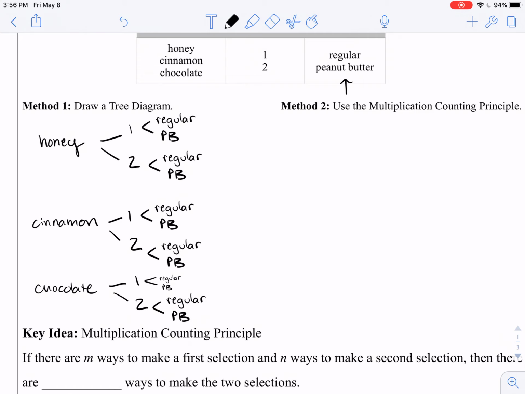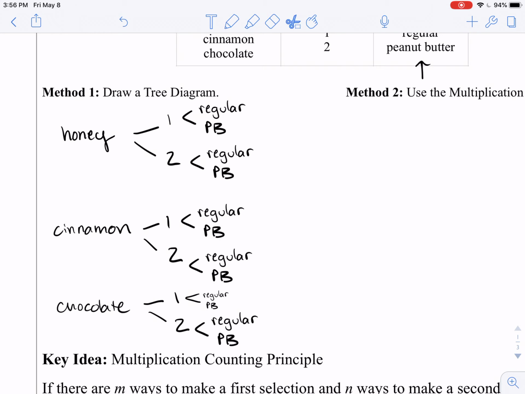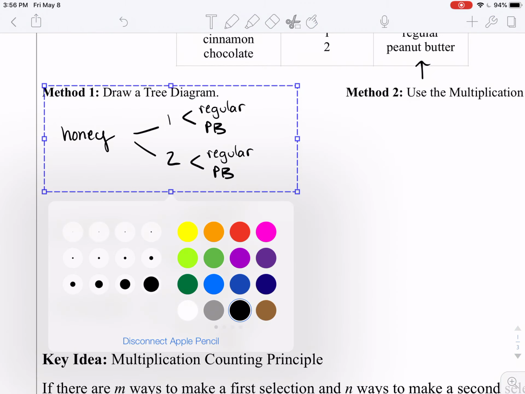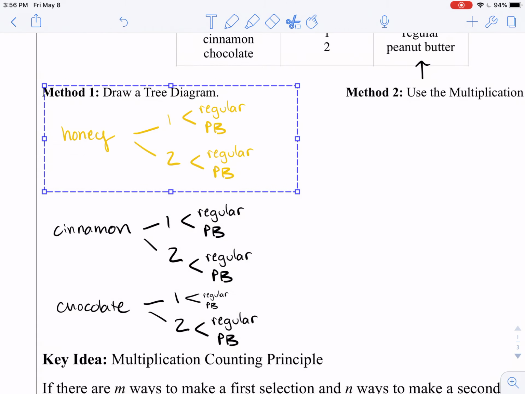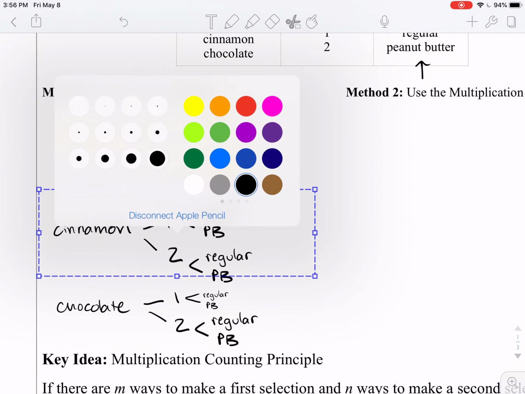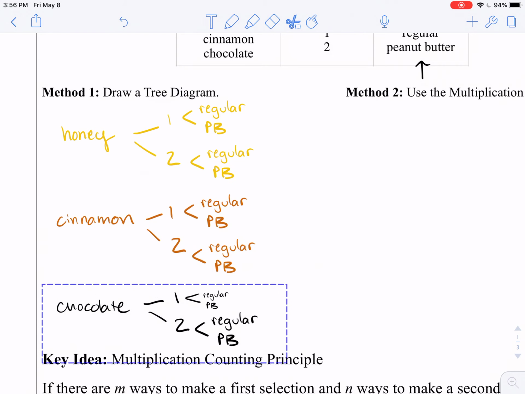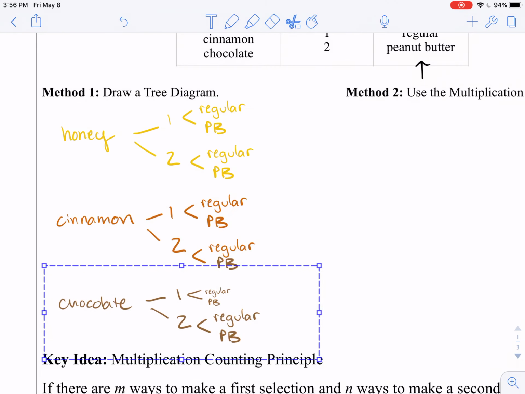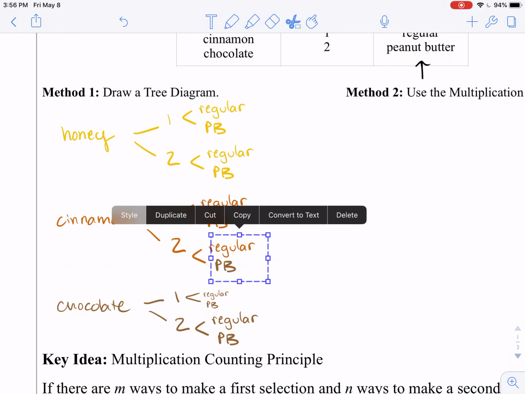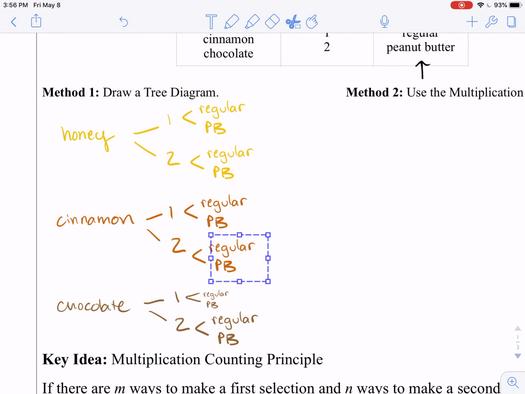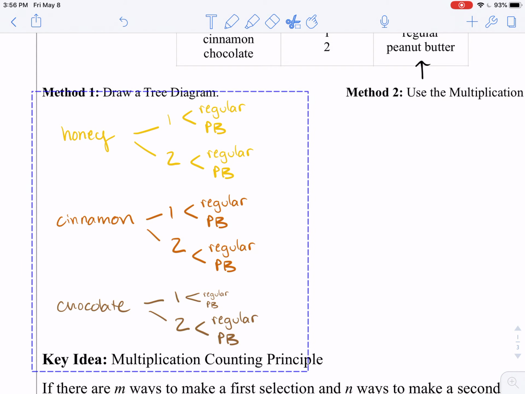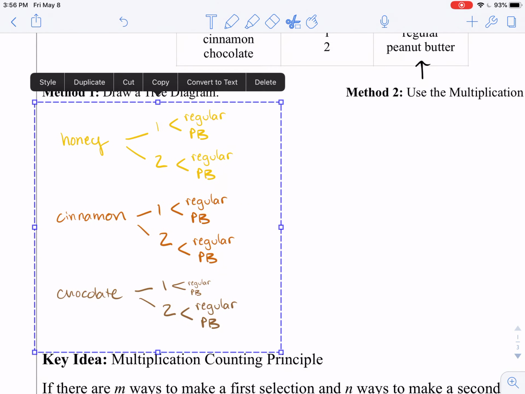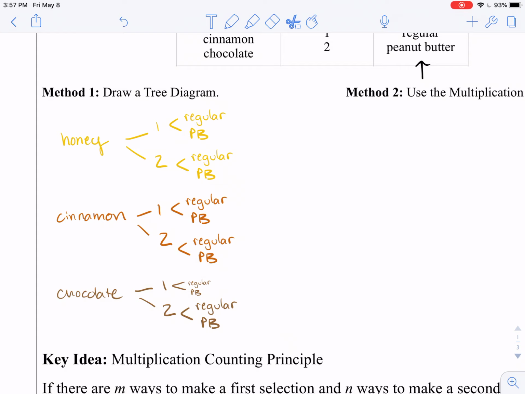Now, a tree diagram can take a lot of time. I mean, it's really cool because you can see the different possibilities. Like if I start with honey, this is what I'll get. Or if I have cinnamon graham crackers, then these are my options. Or if I get chocolate graham crackers, these are my options, right? All these different possible combinations. However, like I was saying earlier, it can take a lot of time and it can take a lot of space. So we have another method that we can use.